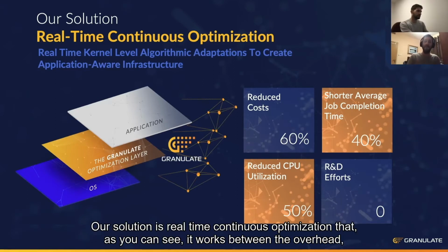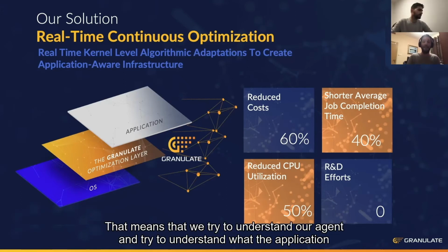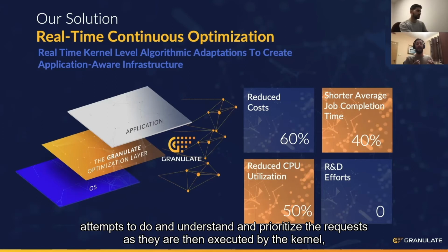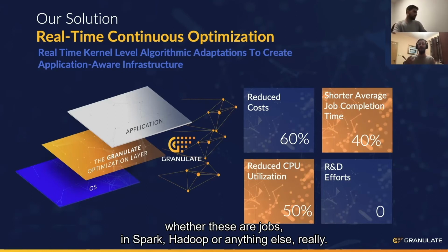Our solution is a real-time continuous optimization that, as you can see, works between the operating system and the application. That means our agent tries to understand what the application attempts to do, and understand and prioritize the requests as they are then executed by the kernel, by the operating system, to better improve and enhance the performance of your application, whether these are jobs in Spark, Hadoop, or anything else really.